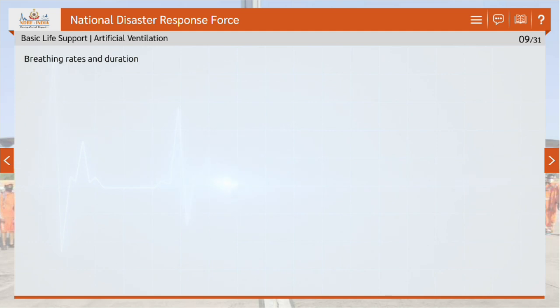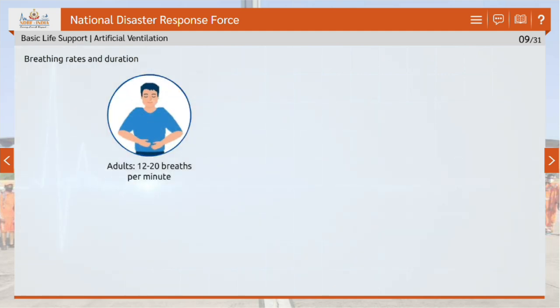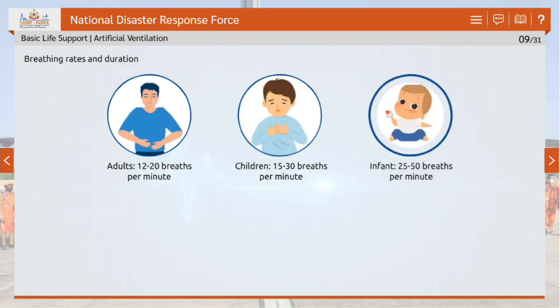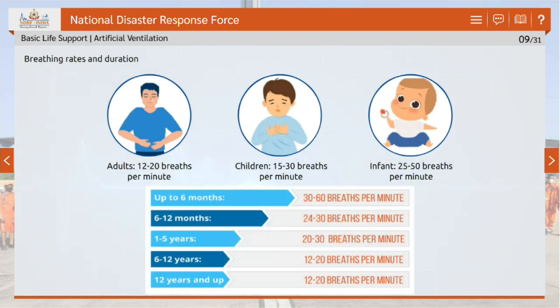Let us look at the breathing rates and duration. In adults, 12 to 20 breaths per minute, in children, 15 to 30 breaths per minute, and in infants, 25 to 50 breaths per minute. Breathing rate also varies as per age. Look at the chart to know the breathing rate. Look for proper chest rise. With infants and newborns, use puffs from the mouth so as not to overventilate.